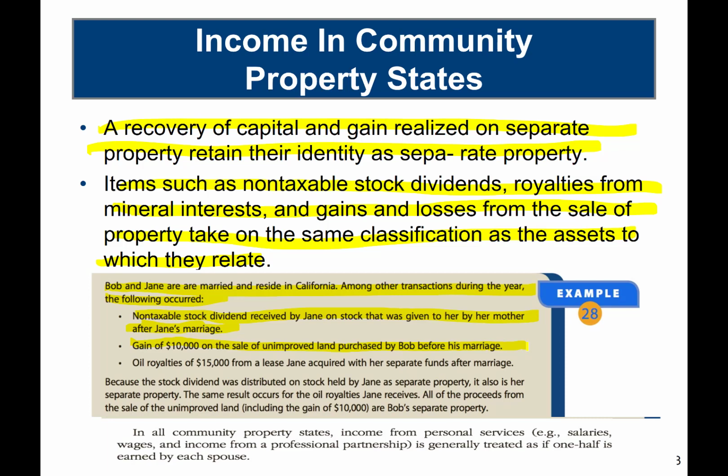I always have trouble tuning out the fact that my brother-in-law's name is Bob, and I start thinking about, okay, what's Bob doing buying this property before he married my sister? No, that should be her property too.